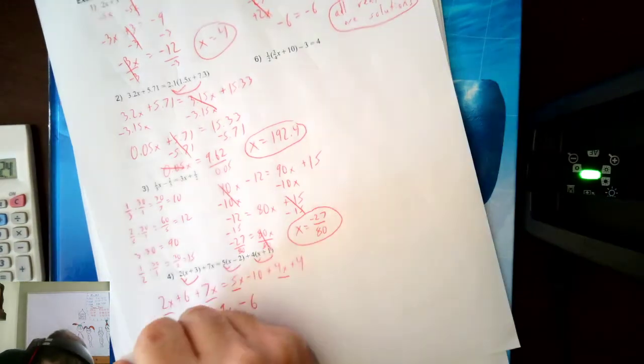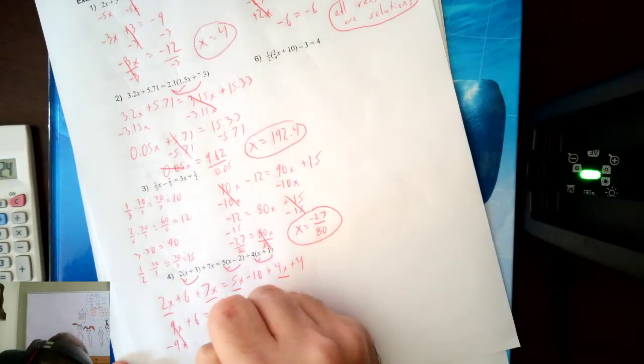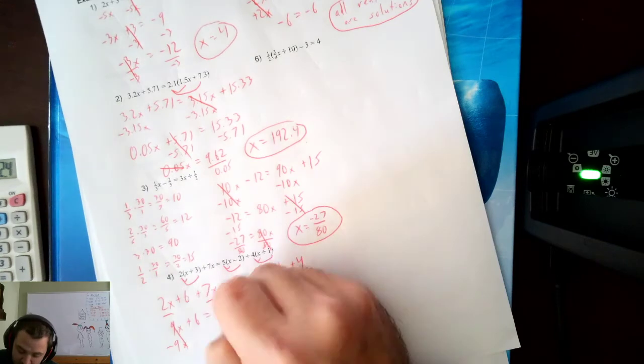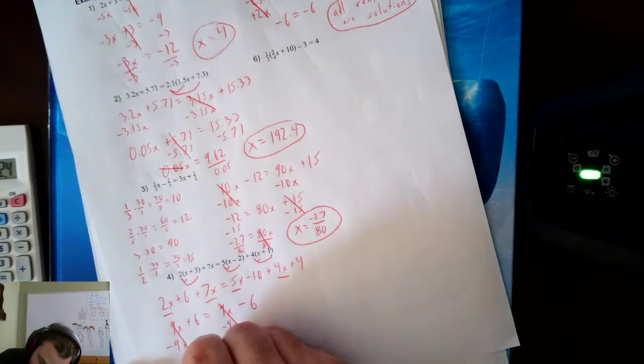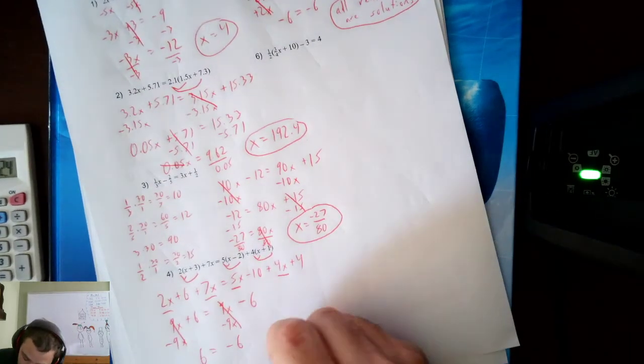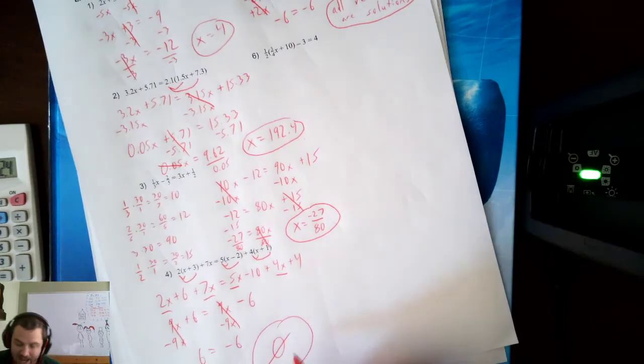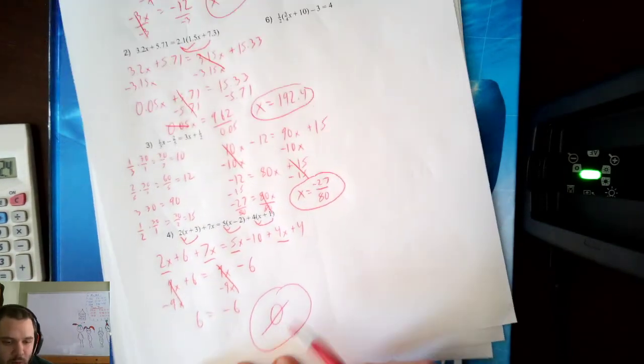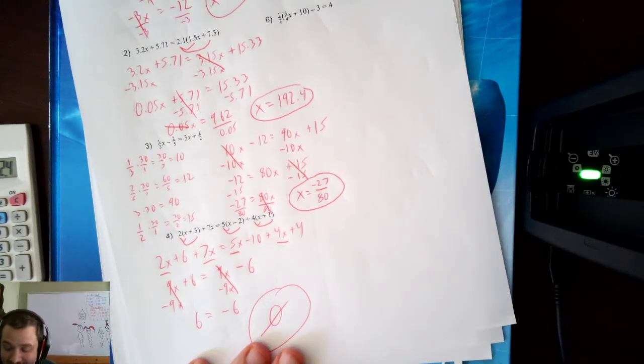Let's see, I got to subtract 9x from this side to bring it over here. But that weirdness where they both cancel is happening again. I'm left with 6 equals negative 6. No solution. I can put this symbol, or I can write the words no solution. Both are fine strategies.